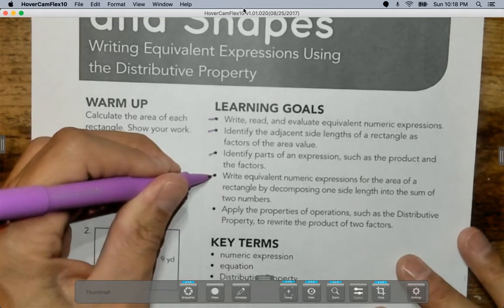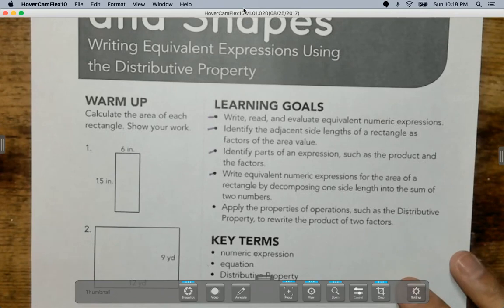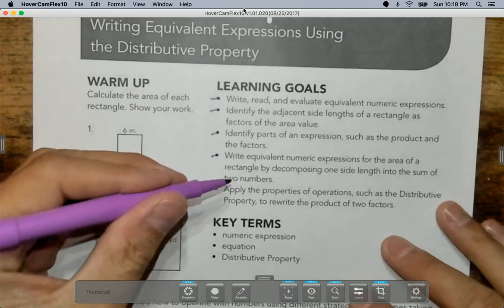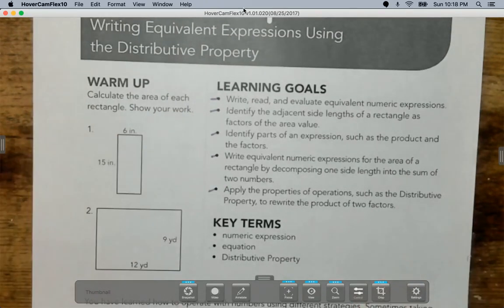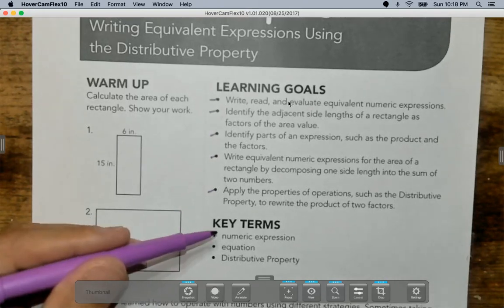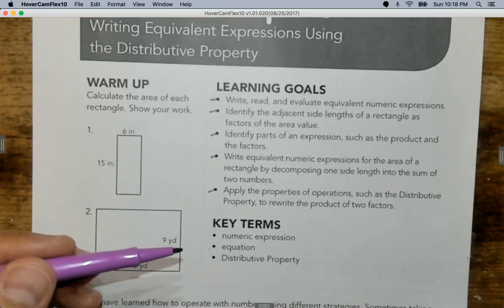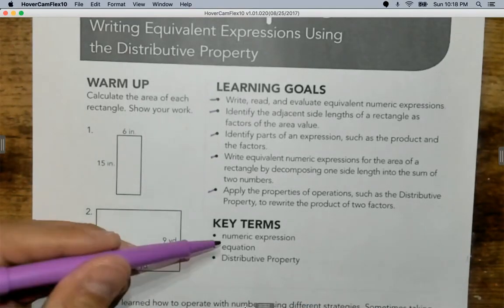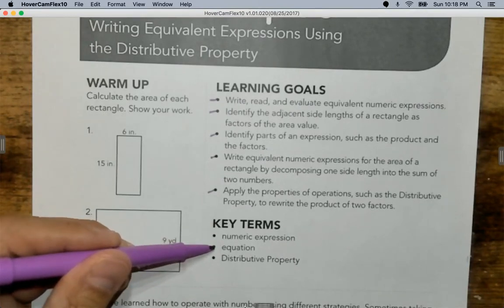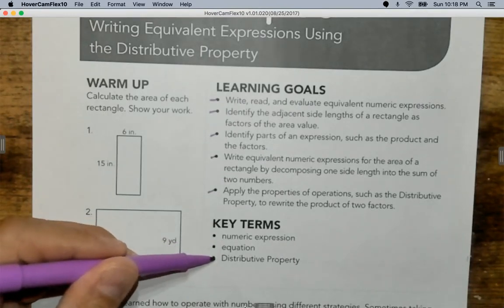Write equivalent numeric expressions for the area of a rectangle by decomposing one side length into the sum of two numbers. And apply the properties of operations, such as the distributive property, to rewrite the product of two factors. Key terms that we are looking at here include numeric expression, equation, and the distributive property.